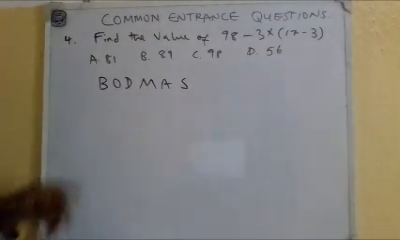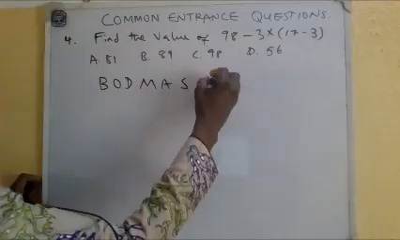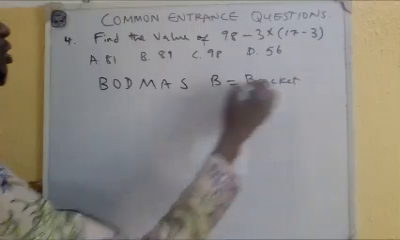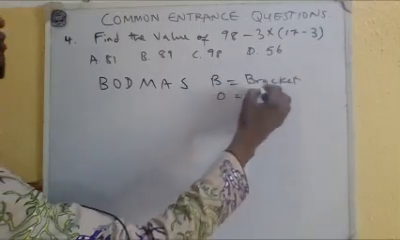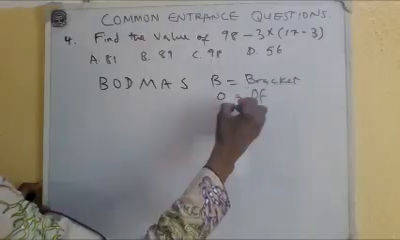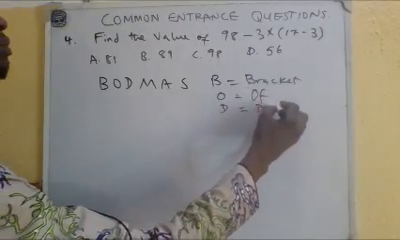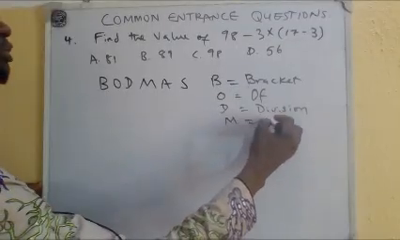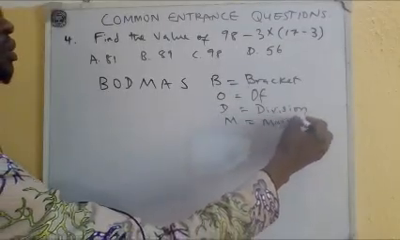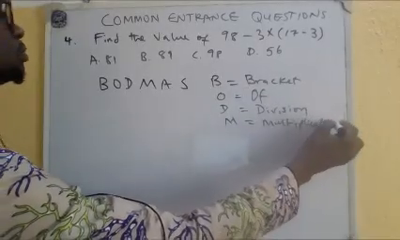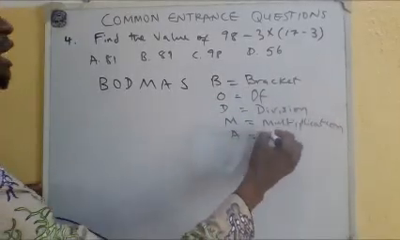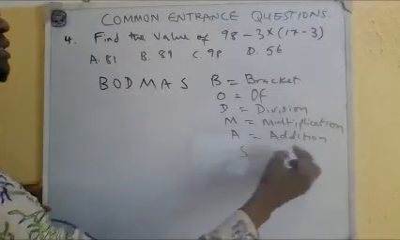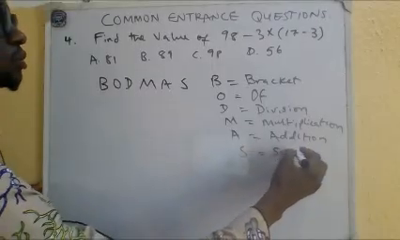The order is: B stands for bracket, O stands for off, D stands for division. I know you have done this before. M stands for multiplication, A stands for addition, and S is subtraction.